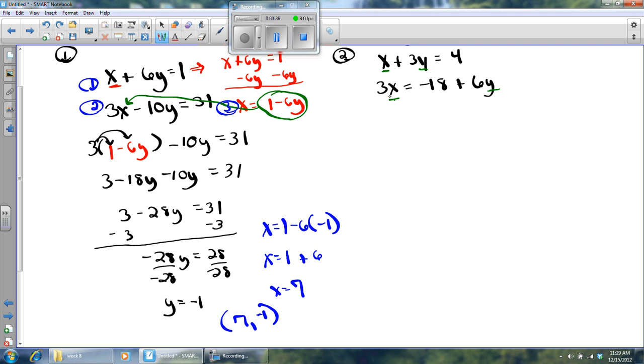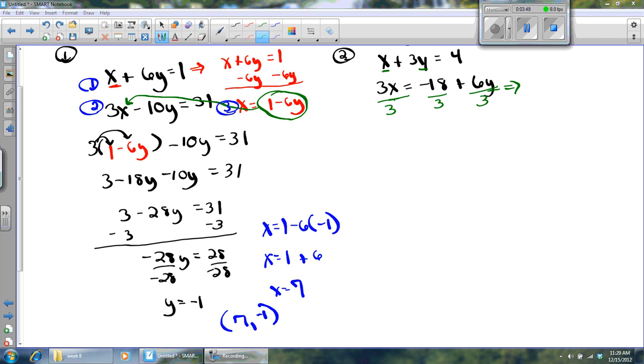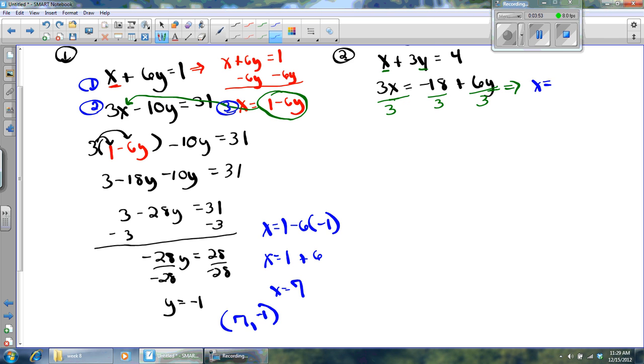Now I have to get rid of this 3. It's attached by multiplication. So I'm going to divide by 3. But I'm going to divide by 3 in all 3 places. So this new equation will become x equals negative 6 plus 2y.